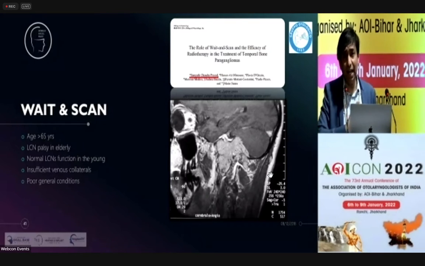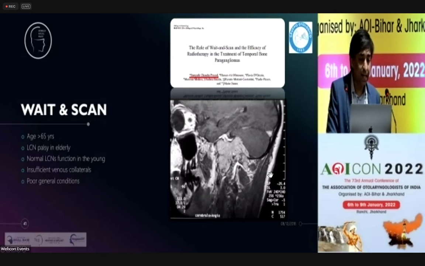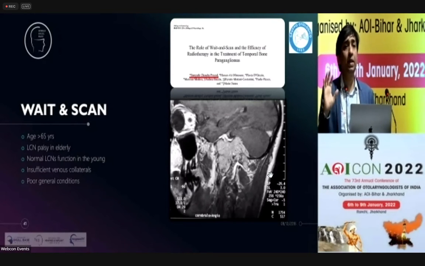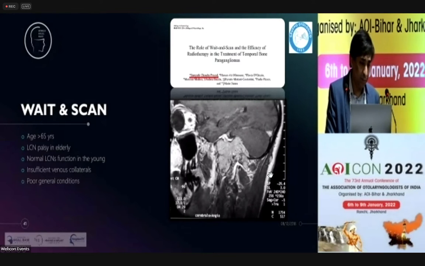In any age group, so this slide says age group greater than 65 years. In the age group greater than 65 years, the comorbid conditions go up. So wait and scan can be offered a little more, but in any case, wait and scan can be offered as a first line of management.